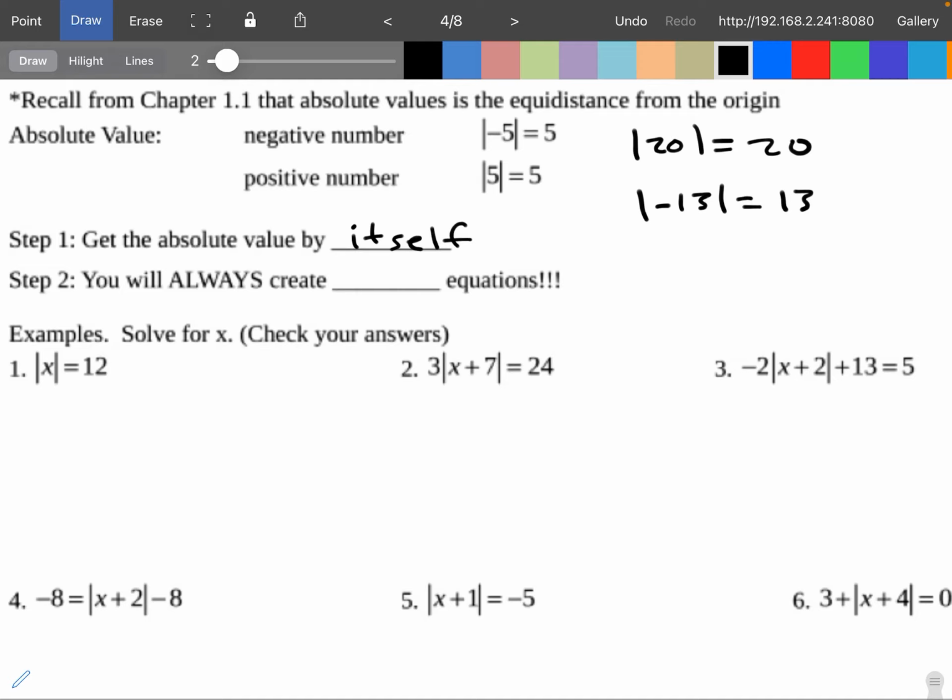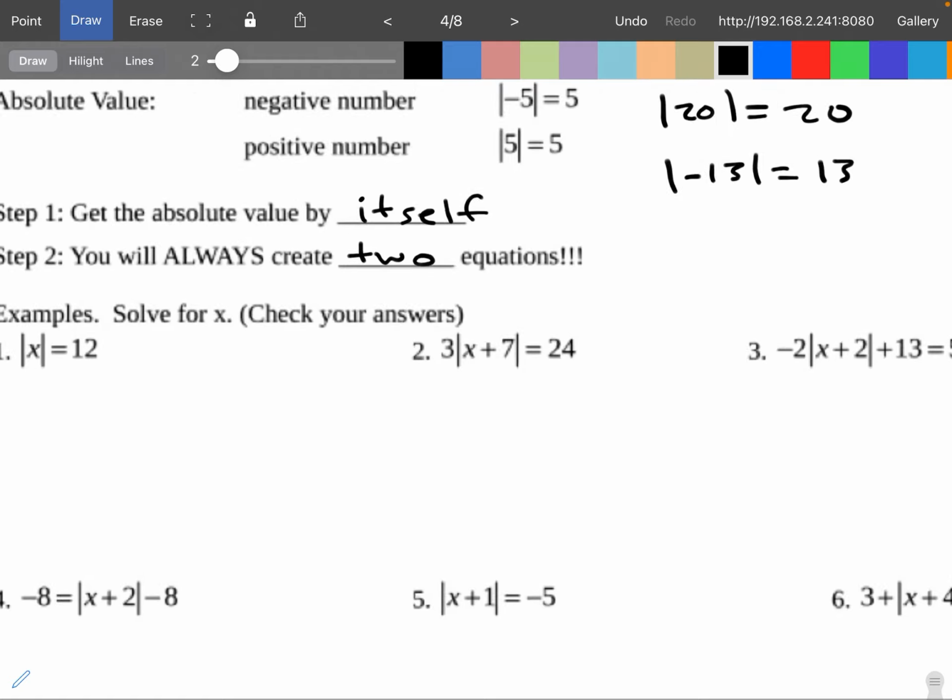And I already told you guys that how many answers are you going to get on these? 2. You got to get 2 answers. Now, there's a couple special cases where you won't, but in general, you got to get 2 answers. So you will always create 2 equations. So you're going to write 2 in here. There's going to be 2 cases or 2 equations.